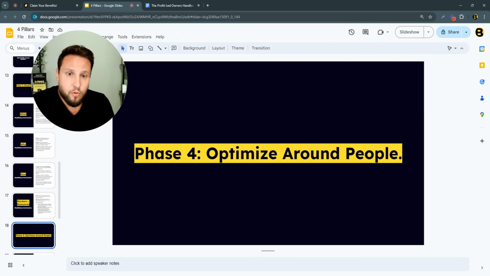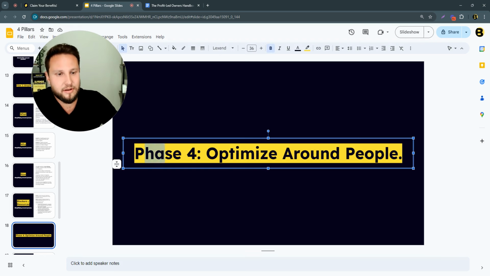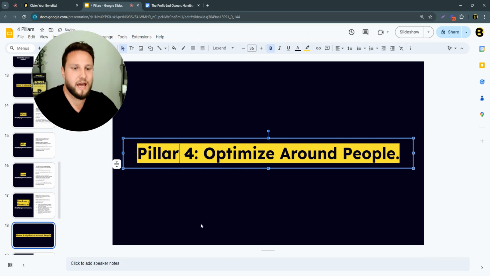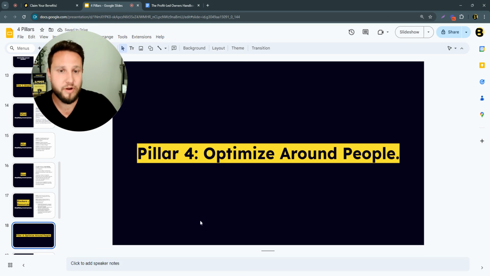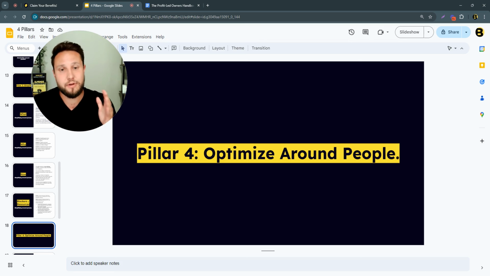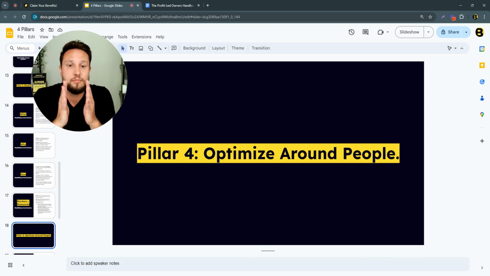The final and fourth pillar for us is optimize around people, right? And another mistake here, I put phase instead of pillar. Update that. This is the fourth pillar, right? And what we've done is we've sandwiched, right? So the first pillar, organize around profit, and the last pillar, optimize around people, is ultimately sandwiching the other two in the middle, and the endpoints become the focus in the next stage.